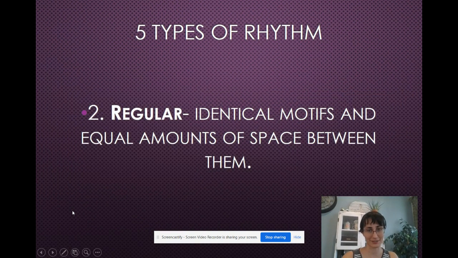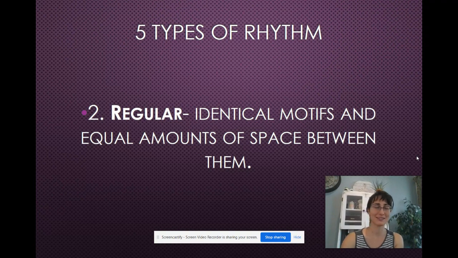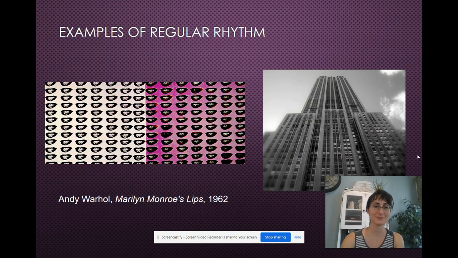Regular rhythm. Once again, please write this down so you do not have to watch this video again. Regular rhythm is when you have identical motifs with equal amounts of space in between them. Pretty much the exact opposite of random. So think skyscraper. Architecture is really as regular as it gets, right? Because somebody's actually being paid to make sure that the windows are all the exact same height and the exact same space in between them, right? So that would be as regular as it gets.